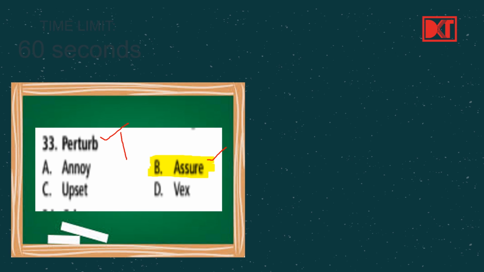Whereas other words like annoy and upset and vex, these can be said to be synonyms of each other because they refer to a feeling of being concerned and having a little bit of anxiety and confusion. Alright, all of these are synonyms. Assure is the antonym.